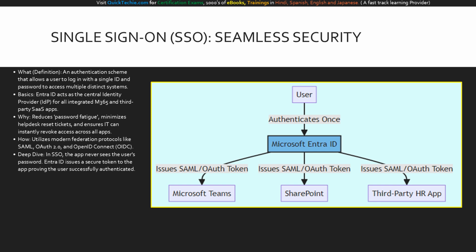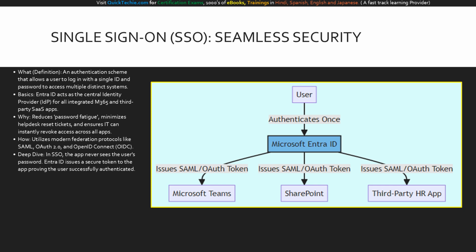To achieve this, Entra ID uses modern federation protocols like OAuth 2.0 and SAML. The brilliant part of SSO is that the downstream application never actually sees the user's password. Entra ID simply passes a secure token confirming the user's verified identity.